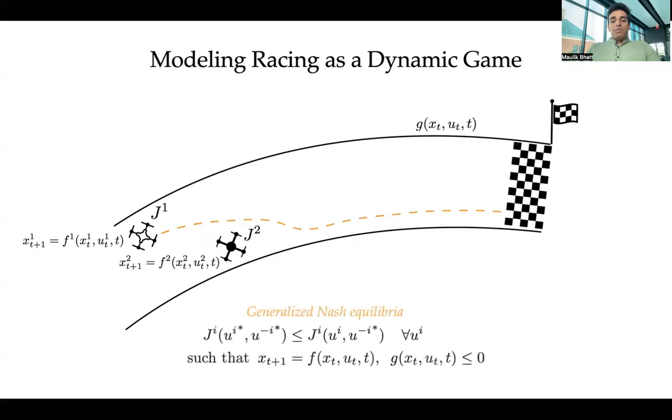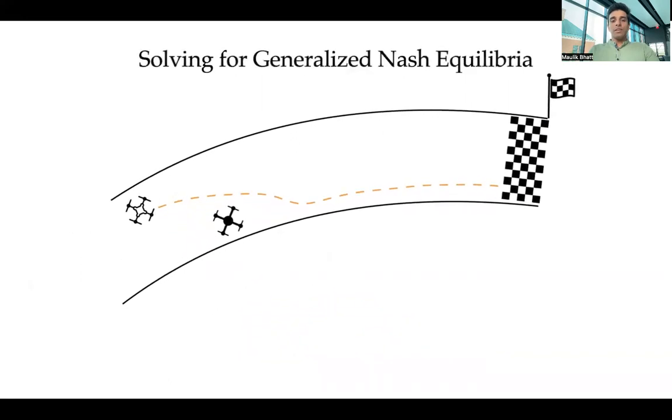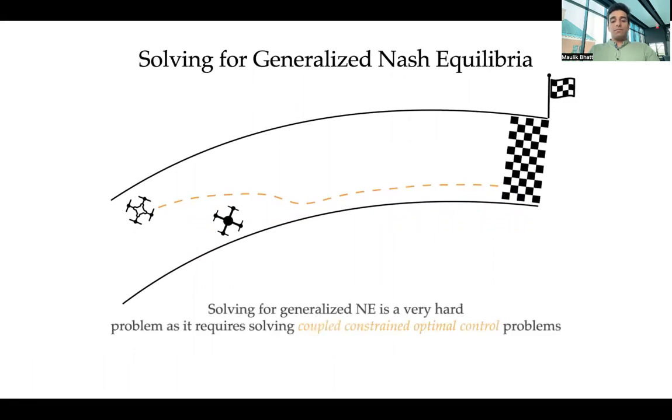In our problem, we aim to seek generalized Nash equilibria of the underlying game, which essentially means that you have to find a set of strategies which ultimately determines your control inputs such that each agent's objective is minimized and no agent can deviate from the Nash equilibria and obtain better results. And while doing all this, each agent has to satisfy constraints such as dynamic constraints and safety constraints. However, solving for generalized Nash equilibria is a very difficult problem as it requires solving coupled constrained optimal control problems.